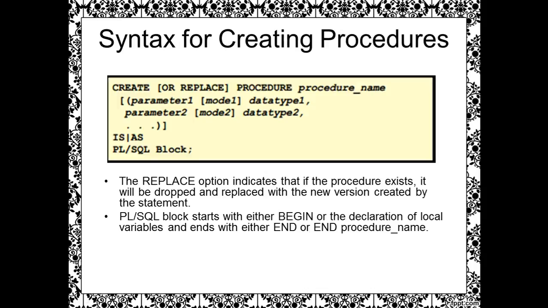Syntax for creating a procedure. Create or replace procedure, procedure name, parameter 1, data type, parameter 2, data type, is a PLSQL block. The replace option indicates that if the procedure exists, it will be dropped and replaced with a new version created by the statement. The PLSQL block starts with either begin or the declaration of local variables and ends with either end or end procedure name.